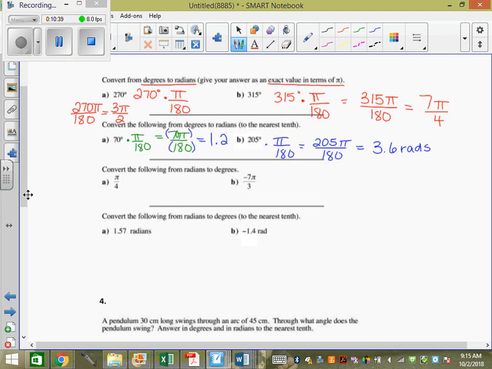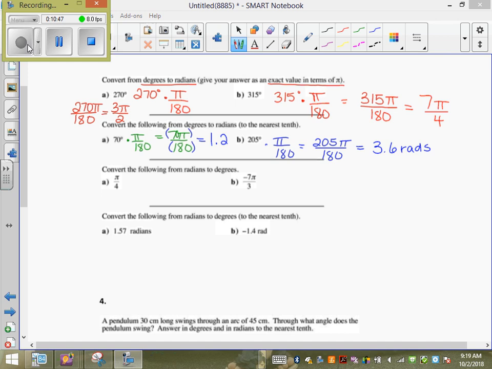I want you guys to see if you can remember to do this. So this one is what? Instead of multiplying by pi over 180, what are you going to multiply by? Bingo. So we're converting the following from radians to degrees. So we're going to multiply by 180 over pi. Because I have a pi on the top and a pi on the bottom. They cancel. And you get 45 degrees.